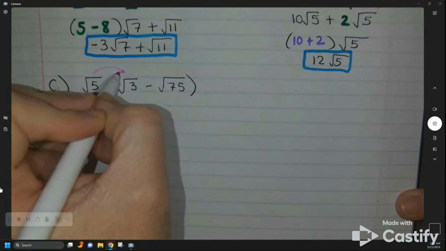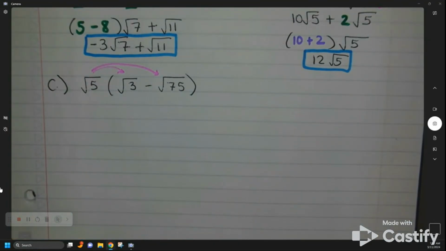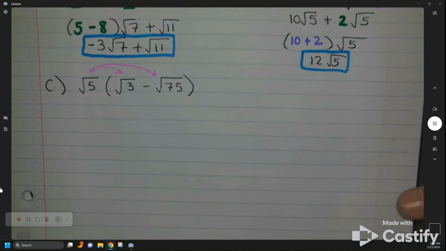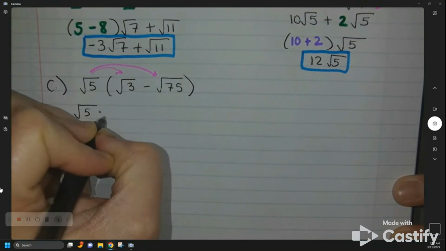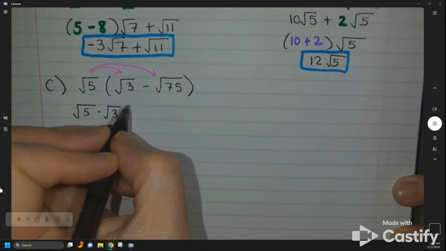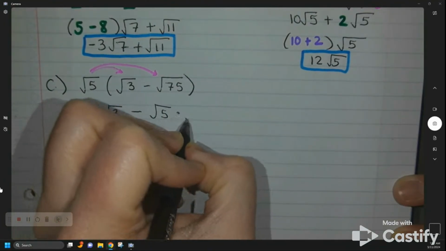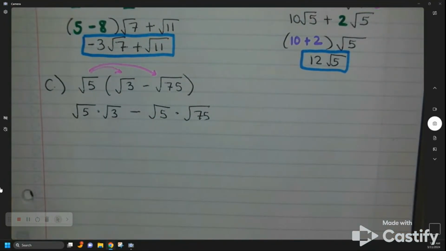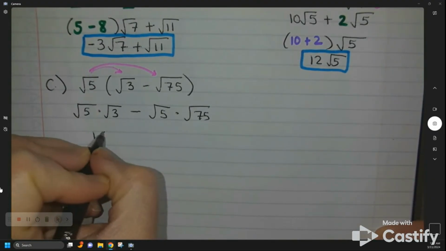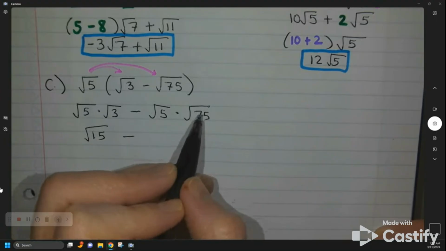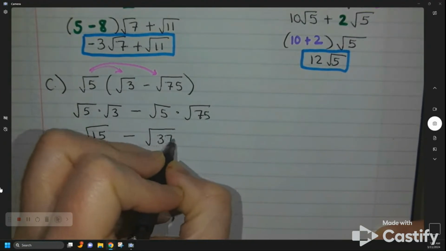So square root of 5 times the square root of 3, and the square root of 5 times negative square root of 75. So we're just going to rewrite that as square root of 5 times the square root of 3, minus the square root of 5 times the square root of 75. So we have 5 times 3 is 15, so we've got the square root of 15 minus 5 times 75 is 375, so we've got the square root of 375.